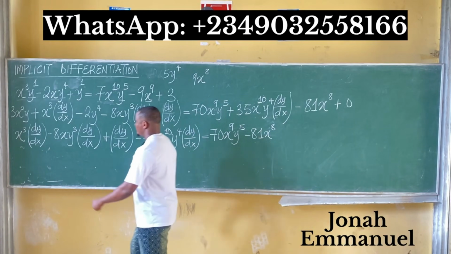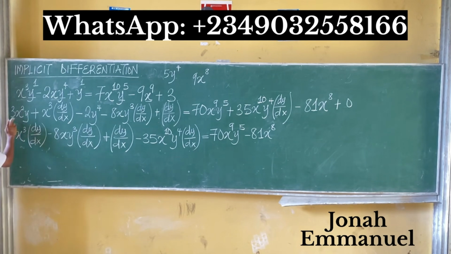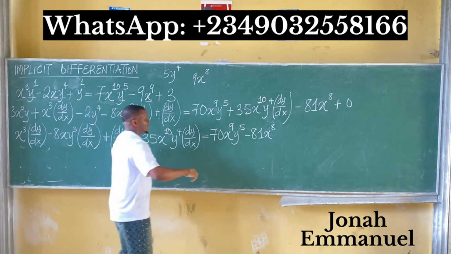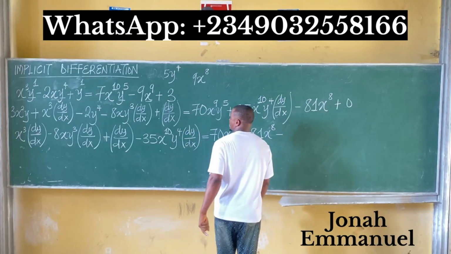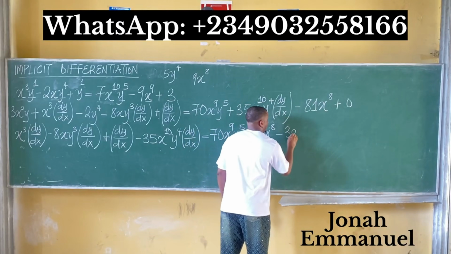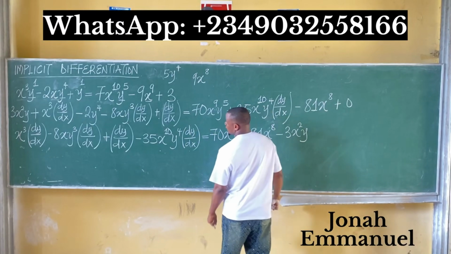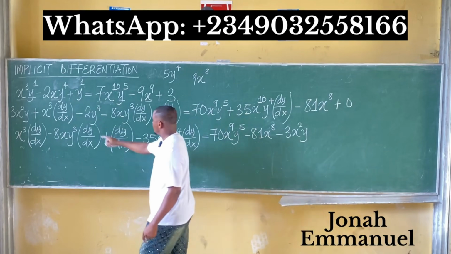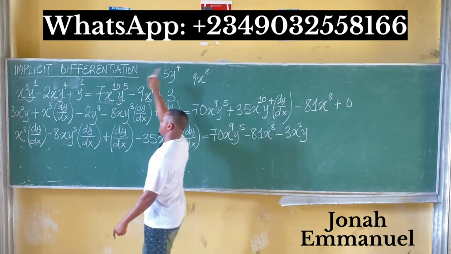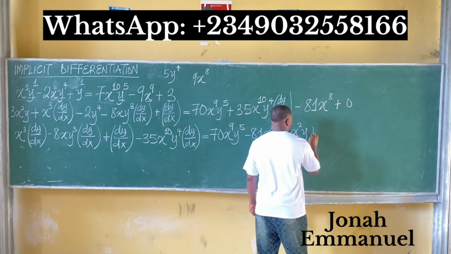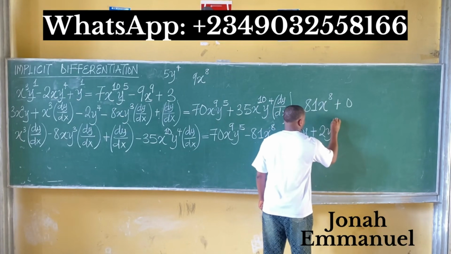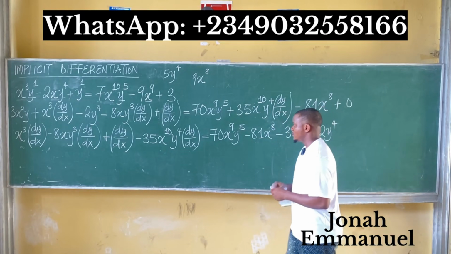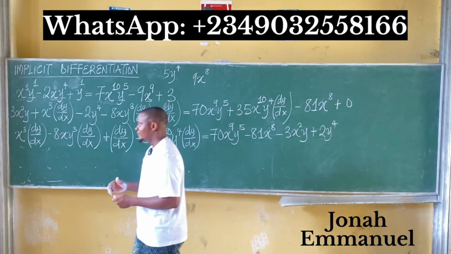Zero is off. So bring this one here over. It becomes what there? It becomes negative, since it is crossing the equality sign. Minus 3x squared y. What else? This minus crosses the equality sign, so it becomes plus 2y to power 4. Is that all? So that's all. What's the next task there?